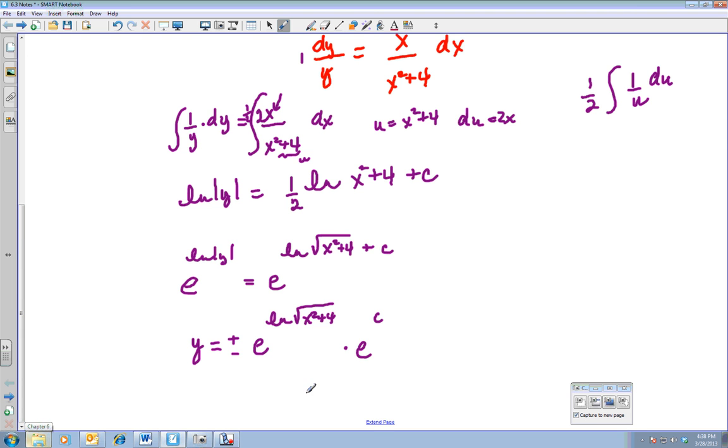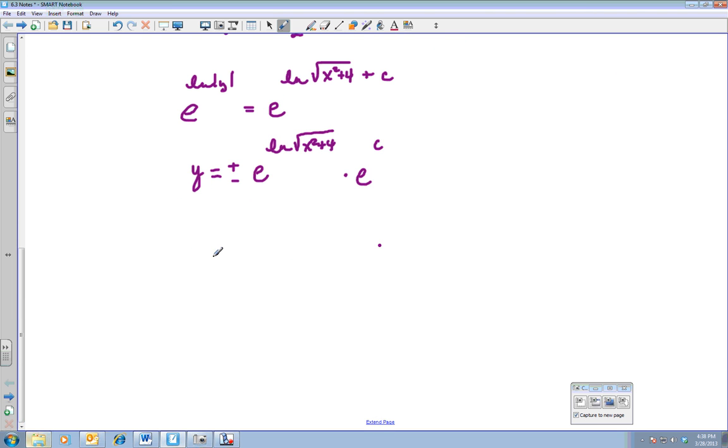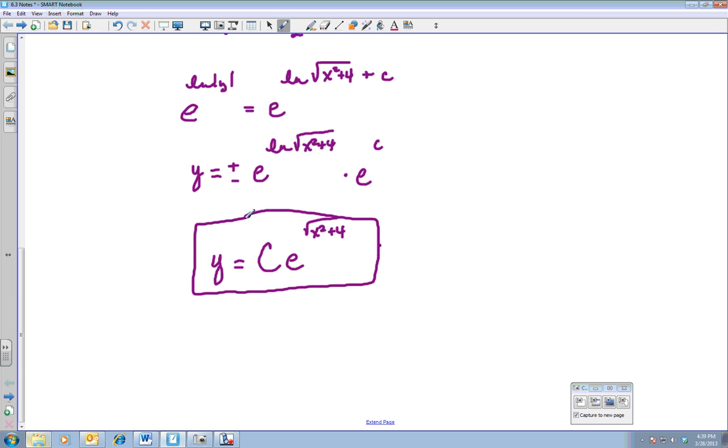So now I have y equals, all right, e to the c. E to the c is just a number, right? C is just a constant, so that's a number. And I'm going to call that c. So c can be positive or negative. So there's my positive or negative constant, e to the x squared plus 4. And that is your answer.